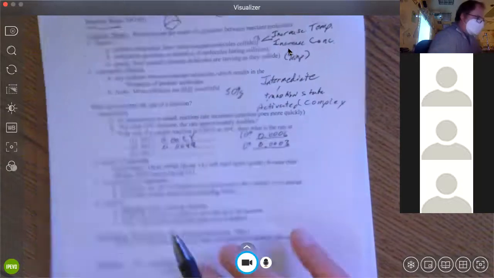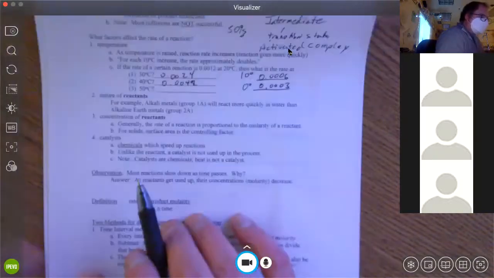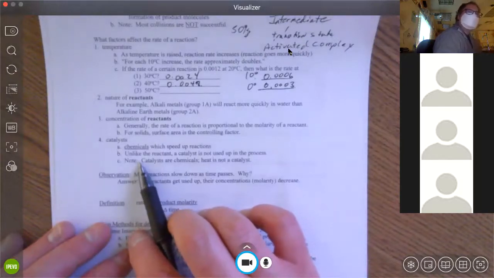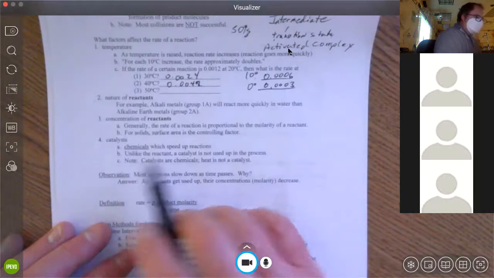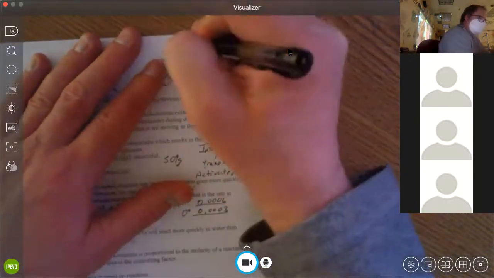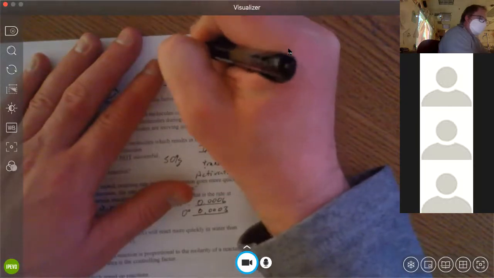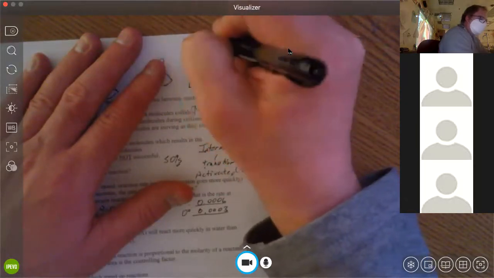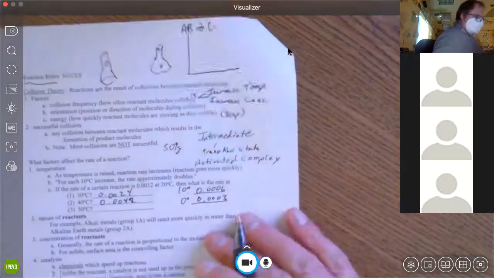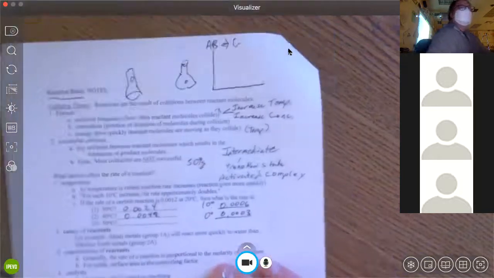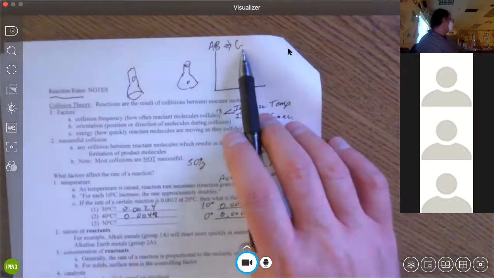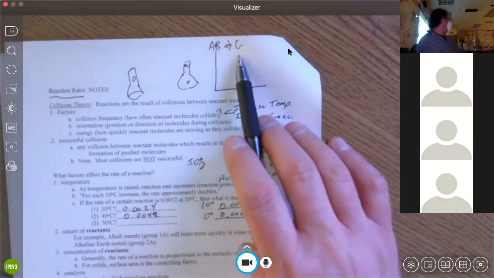Catalysts. Catalysts, these guys right here, basically they help lower the energy requirement. Lower the energy requirement. So if we think about this as, let's say we have A plus B equals C. That reaction right there. Let's have a little more fun with it. Let's say that C is a date to the prom, right? Not this year, but next year.